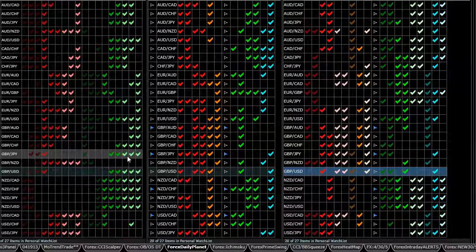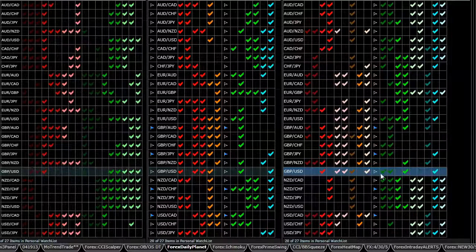For example, the British Pound versus the Japanese Yen weekly, still bearish, but the daily and 4 hour, they are bullish. And then we look at the British Pound versus the U.S. dollar, kind of a similar situation on this weekly, daily, 4 hour chart.